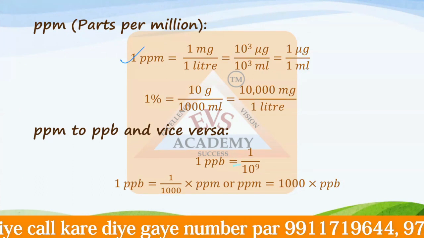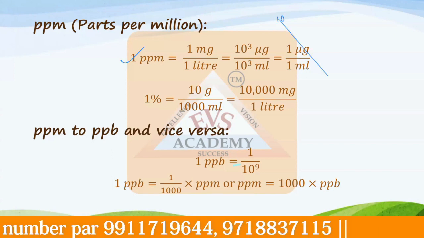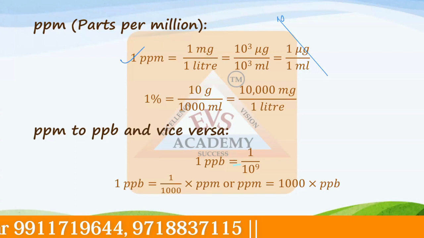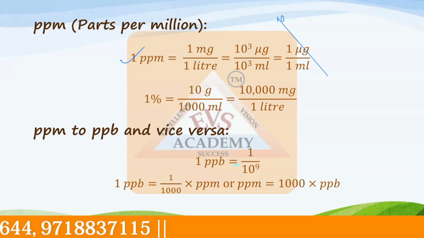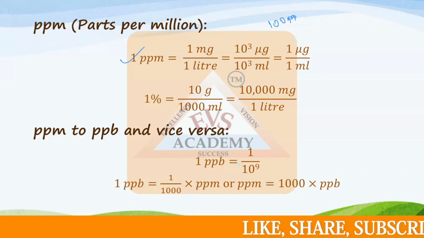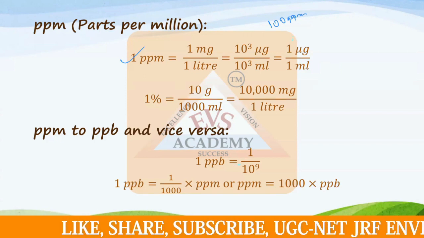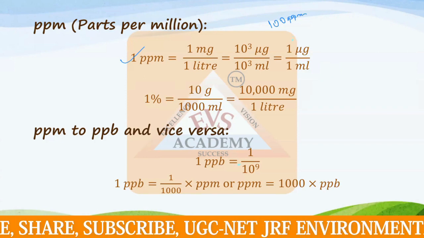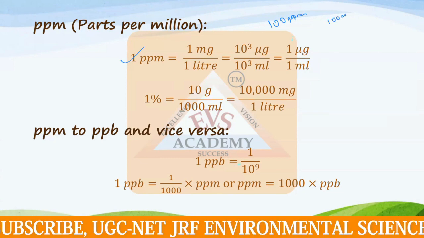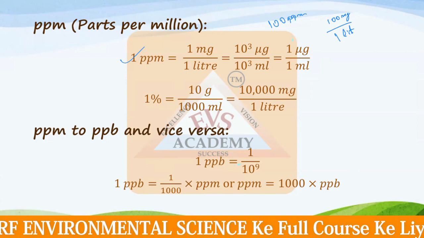Suppose your instructor tells you to create a 100 ppm solution of any substance, suppose sugar. What you will do? You will take 100 milligram of sugar and you will take 1 liter of solution, water.